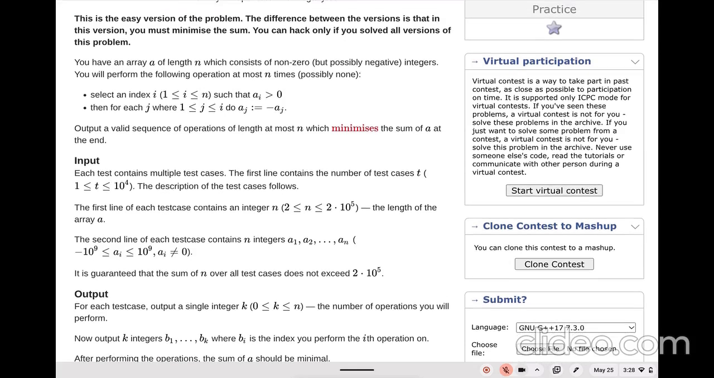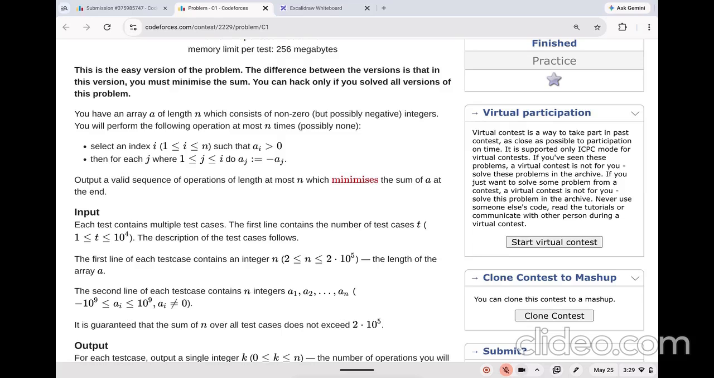The problem says that you are given an array of n non-zero but possibly negative integers. You will perform the following operation at most n times, possibly none. You need to select an index i such that a_i is greater than 0. That means you can select a positive integer at every instance. Then for each j, where j is less than i, you can do a_j equals minus a_j. Means wherever you get a positive number, you can convert all the elements previous to it into their negatives. You can multiply them by minus 1, right?